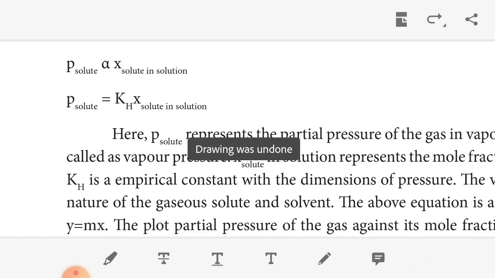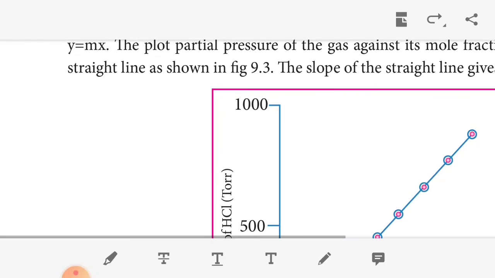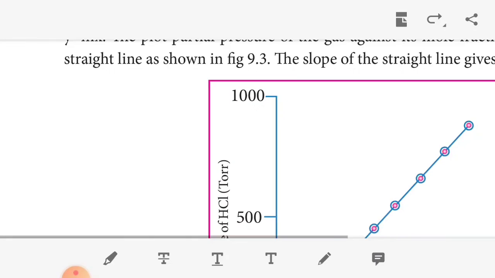So we get a straight line. The slope of the straight line gives the value of KH. Here is the graph of mole fraction versus partial pressure of HCl in cyclohexane. Some of the activities are there.